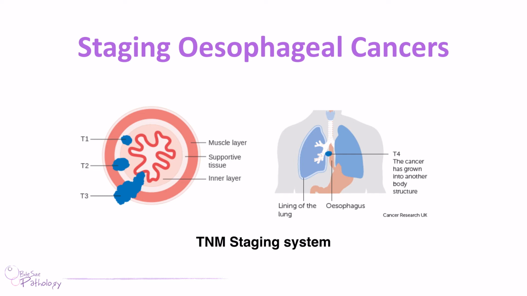So T1 being confined into that sort of upper edge of the epithelium, whereas T2 is extending down into the muscular layer, T3 is going through and out to the serosal layer, whereas the T4 stage is actually invading into other structures. And of course, the deeper it gets, the worse the prognosis. And that's really significant. The other thing that's significant for prognosis is the number of lymph nodes that are involved, and of course metastases to other organs.